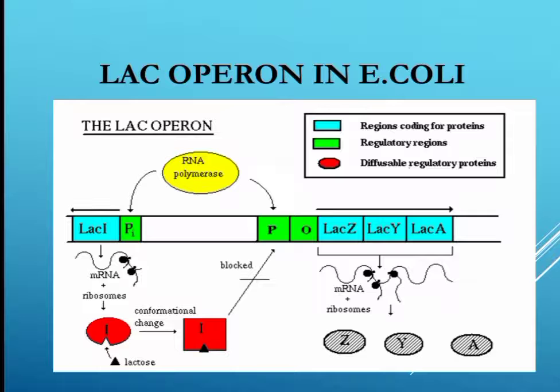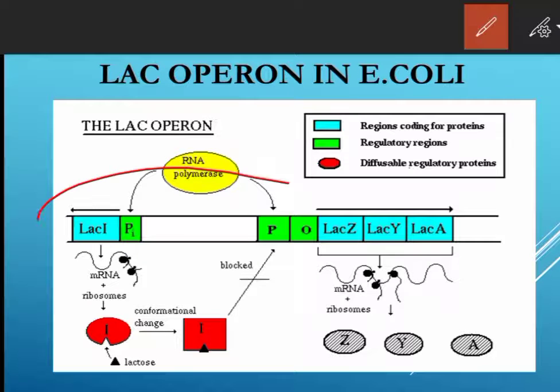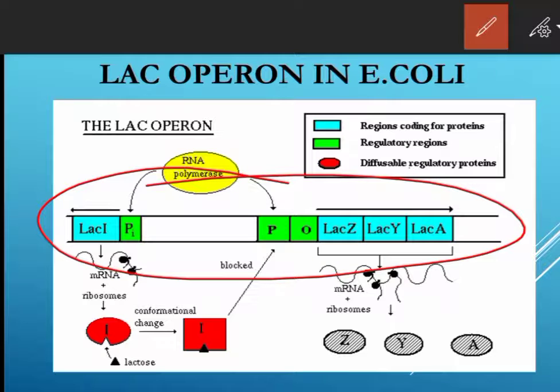Children, here you can see this is the diagram of an operon, where you can find the promoter region. This is promoter. This is operator region. These are the structural genes. And this is the enzyme RNA polymerase.